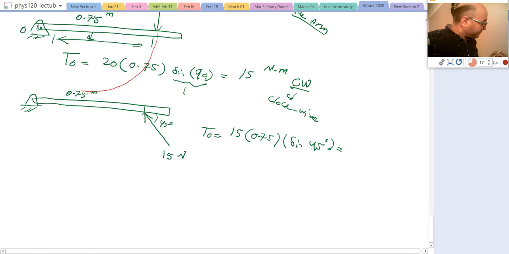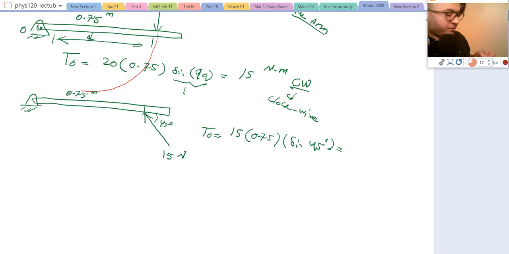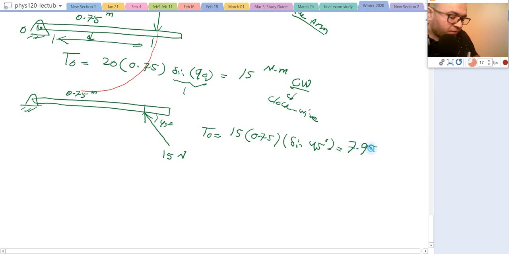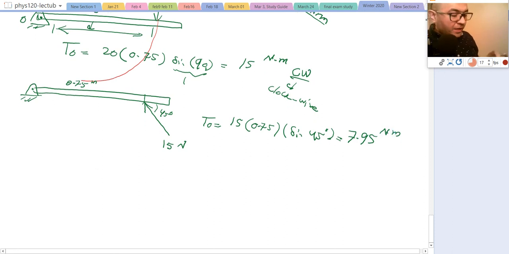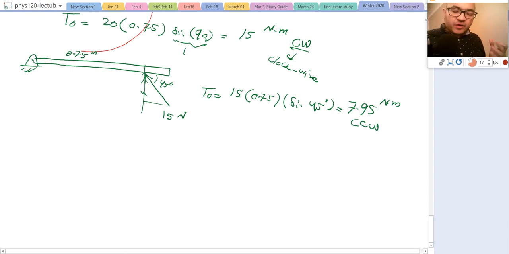I'm going to use my calculator. Okay, the answer I got is 7.95 Newton meter. So again, in this example, the rotation is not clockwise. The rotation is counterclockwise. Look at here. The component that creates the rotation is this one, which is 15 sine 45, right? And this creates a rotation that is counterclockwise. So you put counterclockwise.